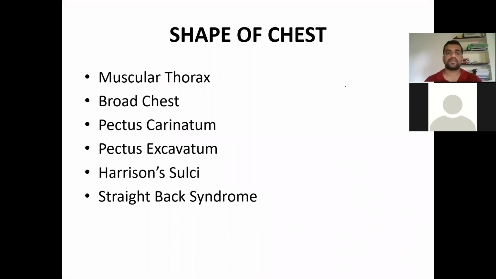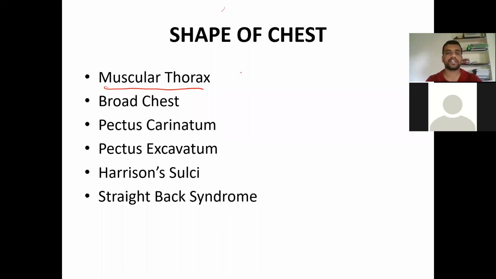So coming to the inspection, shape of the chest, you are looking for the muscular thorax. What is Poland syndrome? Anybody knows? Poland syndrome. Okay, amastia and absent pectoralis major is correct. So if there is an absent pectoralis major on one side, you are going to have an atrophied or small hemithorax, you are going to feel it. There may be absence of the breast also.